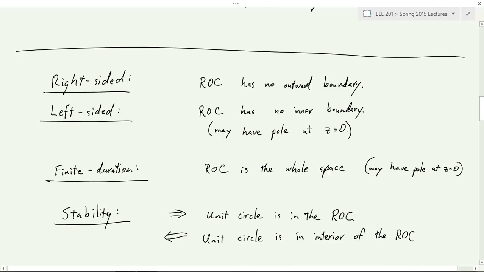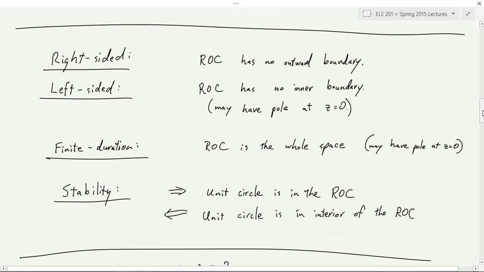And in discrete time, there's no way for it to not be any of the space because there's no vertical asymptotes in discrete time. So for finite duration signals, it converges everywhere. Again, with the exception that maybe at z equals 0, it doesn't converge. Okay, so that's kind of the exceptional point.